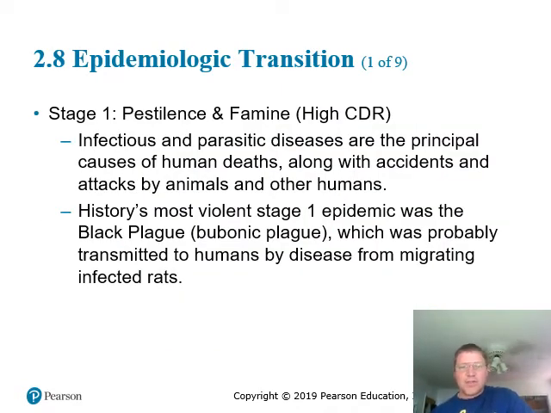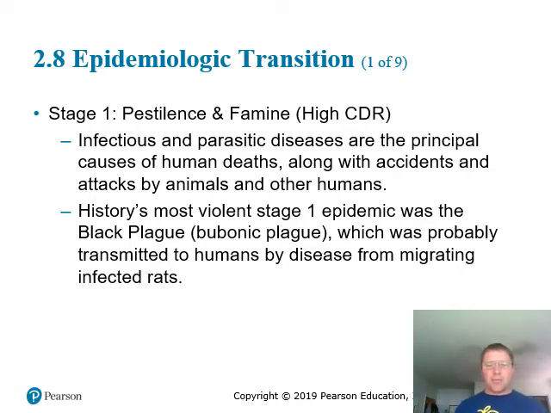Okay, with disease, we've got something called the epidemiologic transition, where as society moved forward, they had different kinds of diseases to deal with. Stage one is called pestilence and famine. There's a very high crude death rate. There's a lot of infectious and parasitic diseases. Bacteria was causing a lot of deaths because people didn't really understand how bacteria worked.